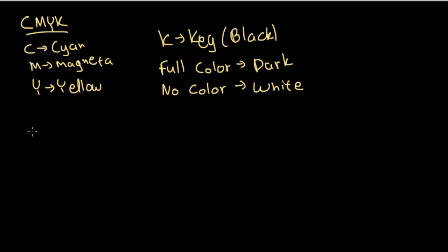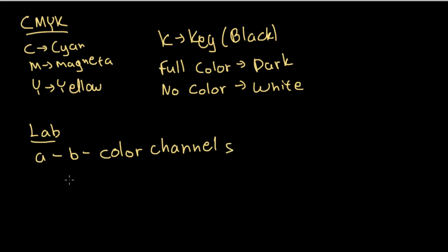Now the next model we're going to look into is the Lab model. We still have 3 channels, but only 2 of them are color channels. The A and B channels are color channels, which means that they hold color. So combining those A and B channels, you basically get your color. A plus B gives you your color. And what the L stands for is lightness.